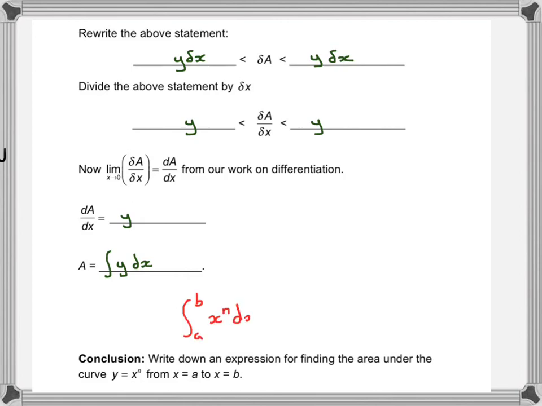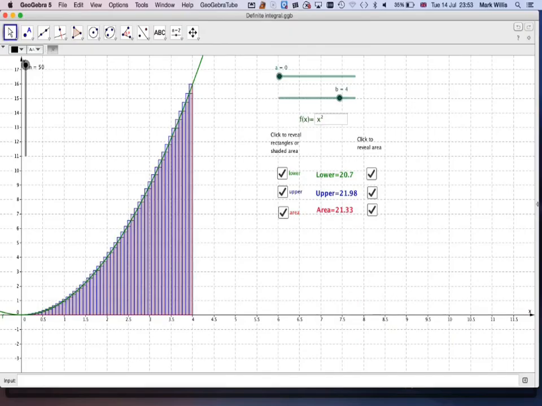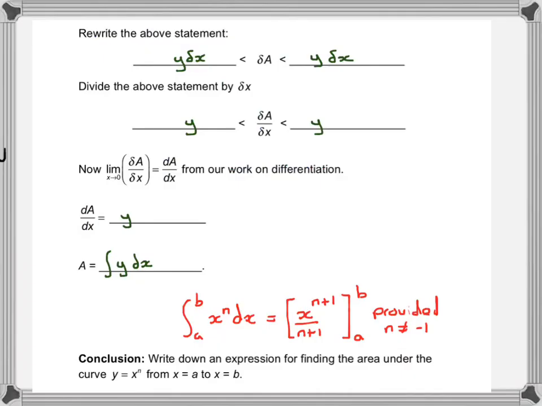Obviously you have to integrate between two values. If you integrate between a and b on our applet, so going back to our applet, a would be equal to 0 and b would be equal to 4 in this case. The integral of x to the n dx gives x to the n plus 1 over n plus 1, from a to b, provided that n is not equal to minus 1.